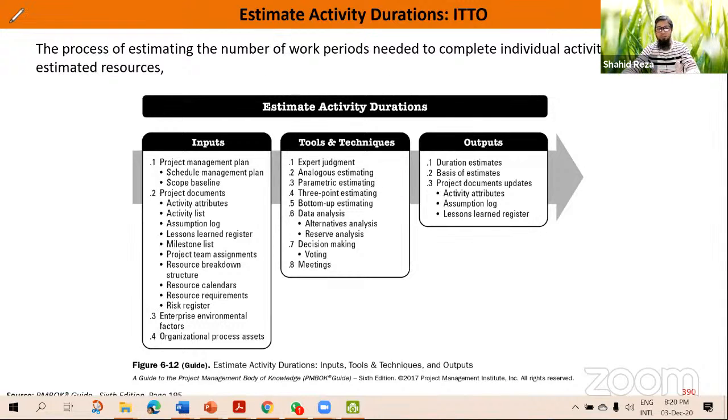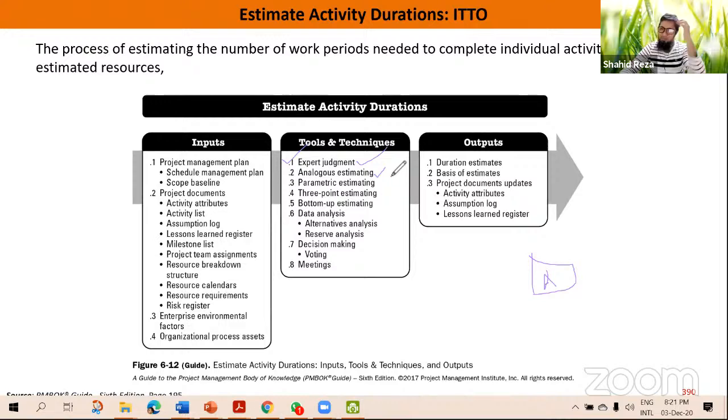So what we are going to do, we are going to estimate duration for each activity. How can we estimate? Say for example, for activity A, we want to estimate how much time it will require to finish it. We can use our expert judgment, our previous experience, or other experts who worked on similar kinds of projects and activities. From them, we can take expert judgment. All right. This is a simple technique that we use for most of the planning processes.